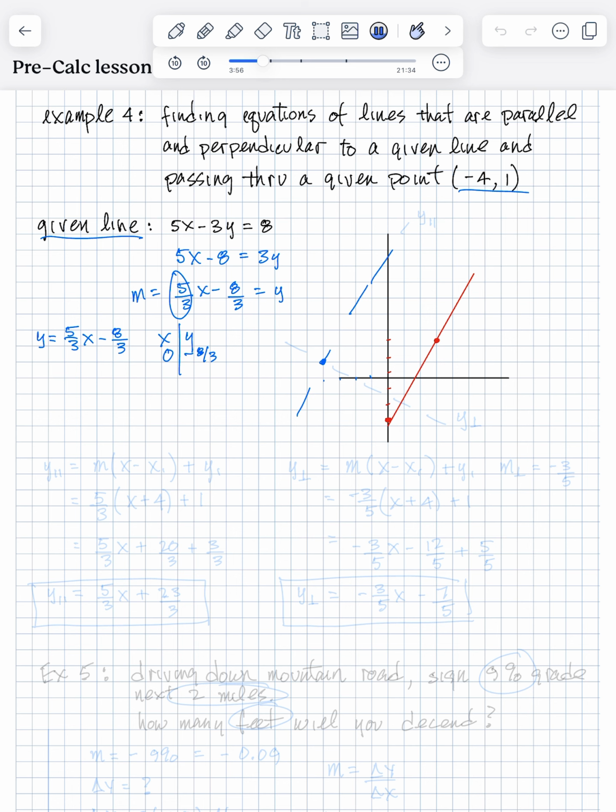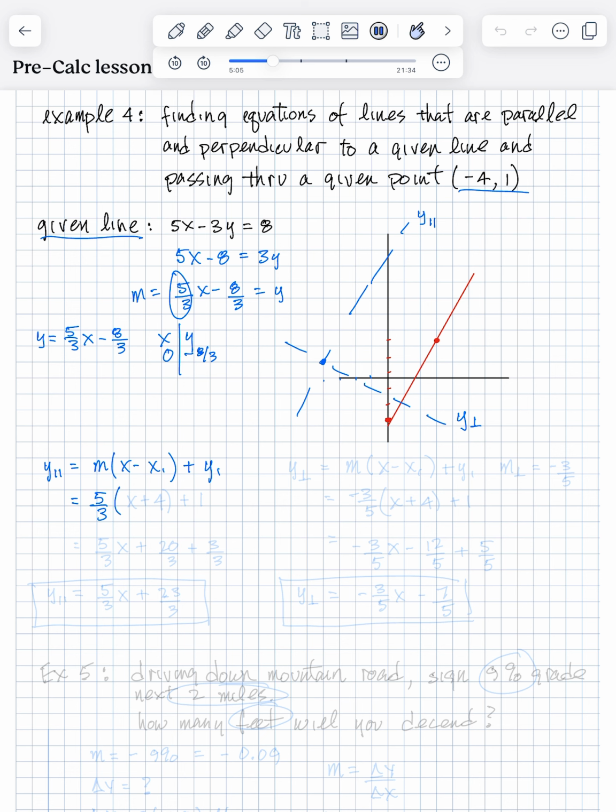And we're going to use the point slope equation. So y is equal to m times x minus x1 plus y1. So for the x1 and y1, we're going to use the given point that was given. And we know the slope is 5 thirds, so let's just write it out. The equation says 5 thirds times x minus x1, which is negative 4, so this makes it x plus 4, plus y1 is 1. So now all we have to do is clean this up a little bit.